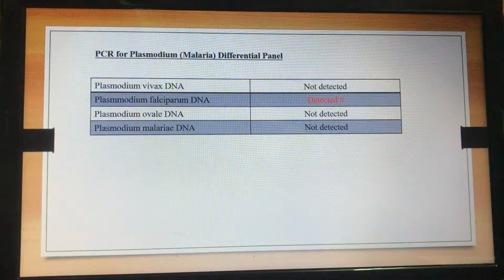Lastly is PCR for Plasmodium malaria differentiation panel. This is being done to detect and quantify the DNA of the malarial species, which are Plasmodium vivax, Plasmodium falciparum, Plasmodium ovale, and Plasmodium malariae.